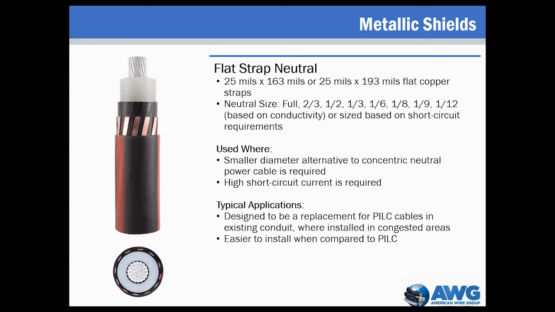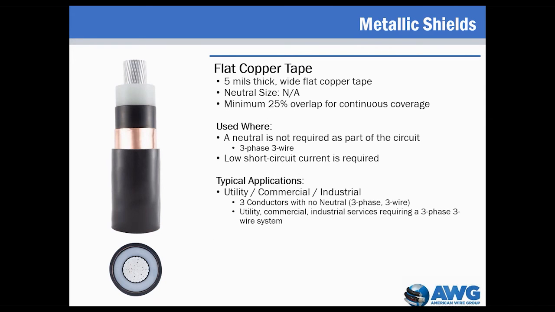Medium voltage cables with a flat strap neutral are typically used where a smaller diameter alternative to concentric neutral power cable is required. Replacement of an existing installation of paper insulated lead sheathed cable, or PILC, in underground duct is a prime example. Although medium voltage cables with a flat strap neutral are more difficult to strip and terminate compared to modern concentric neutral power cables, they are easier to install compared to PILC. They are also a cost-effective and environmentally friendly solution to PILC.